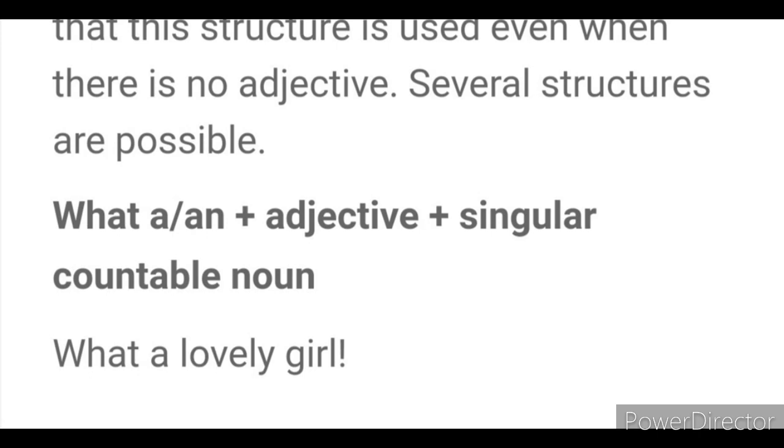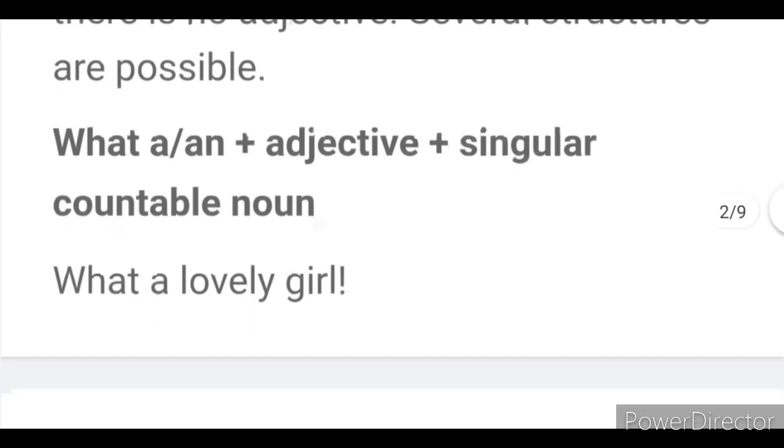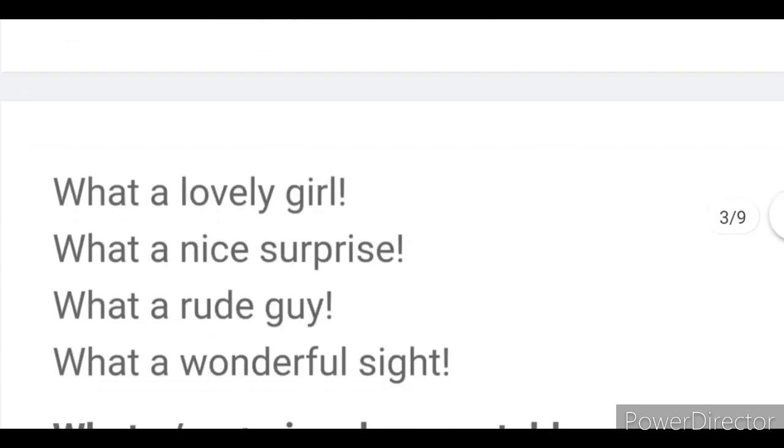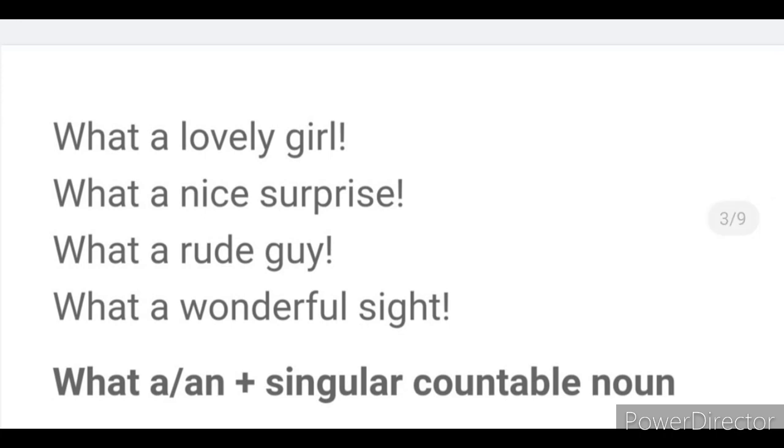But sugar is not countable. Salt is not countable. So remember, what a or what an plus an adjective plus singular countable noun. What a lovely girl. Like many of you, what a lovely girl. And then, what a nice surprise. What a rude guy. What a wonderful sight.